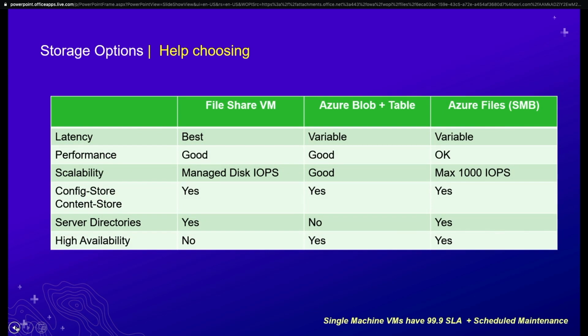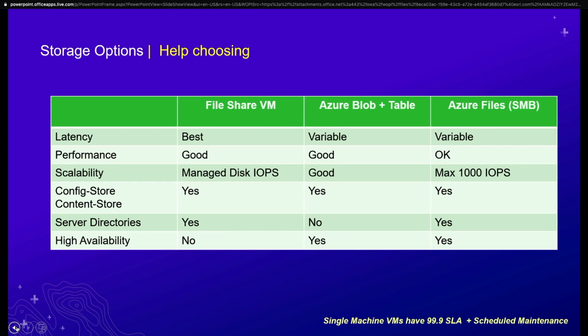One question that always comes up is help me choose between the different storage options for the configuration and the content store. And the choice today is between a file share virtual machine, Azure Blobs and Tables, and Azure Files. Now there are pros and cons to each one of them. At this point, the advice from the product team, based on our testing, is to stick to a file share VM because it gives you the best of all worlds in terms of performance, latency, predictability.